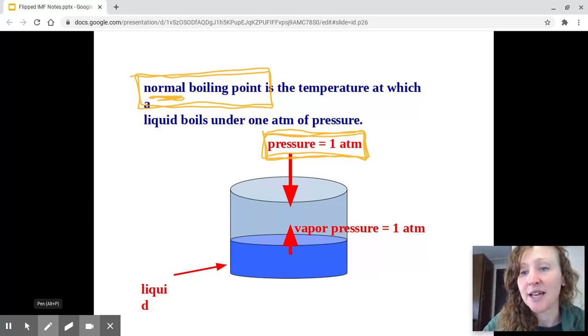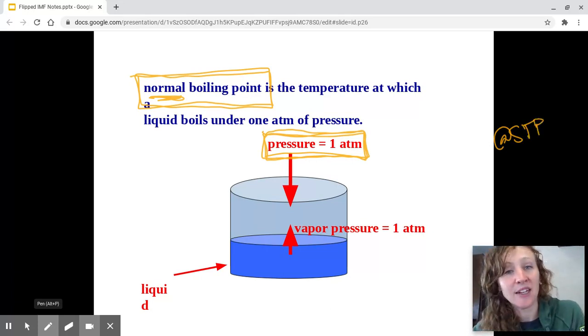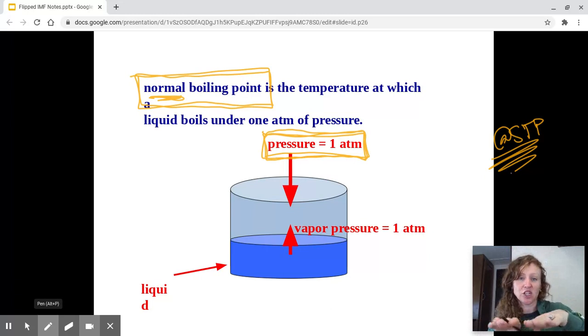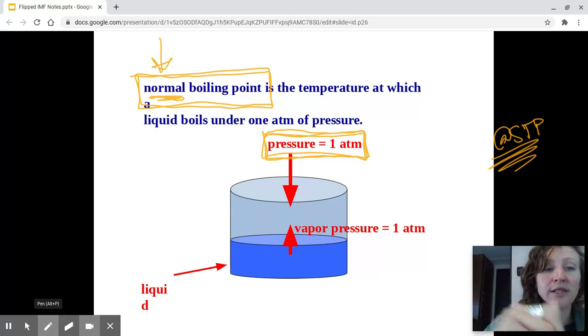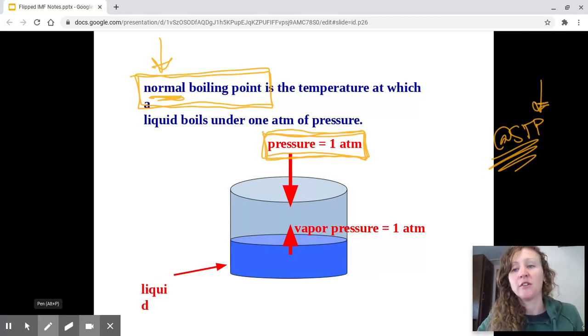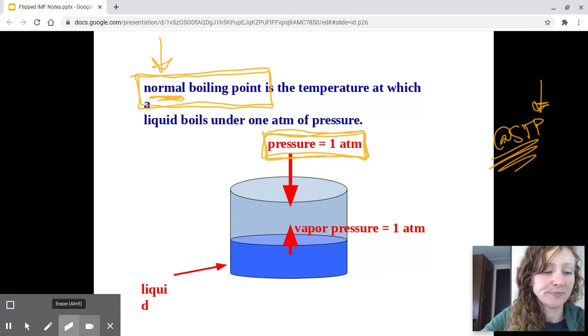That's why a lot of times at STP just gets tacked on to the end of problems. Not that they expect you to do anything with this idea of the fact that it's at STP, just to show you that the comparisons can actually be made on a level playing field. So that's what this term normal says. Normal indicates that your pressure is 1 atmosphere. And therefore, you can communicate these comparisons a little bit more easily.